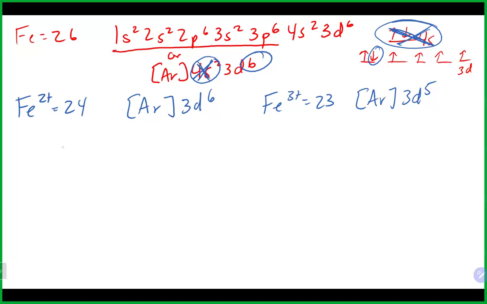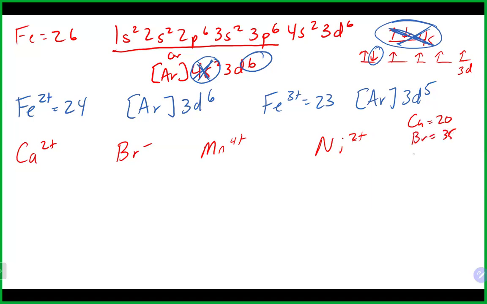Let's do calcium with a +2 charge, Br minus, Mn 4+, and nickel 2+. Write the electron configuration for each of these. Calcium is 20 on the periodic table, bromine is 35, Mn is 25, and nickel is 28.